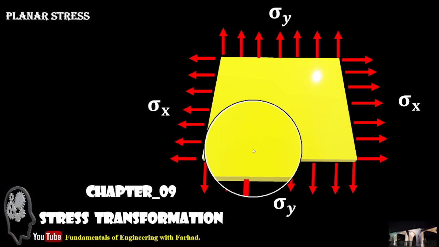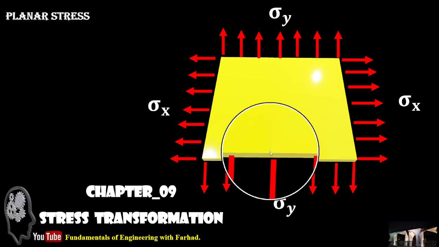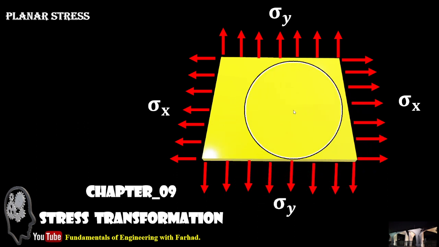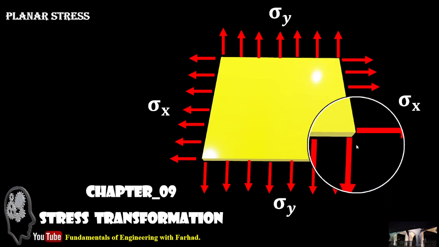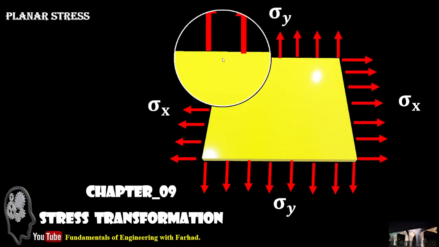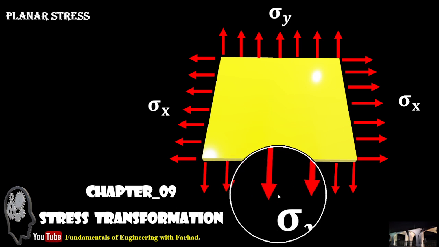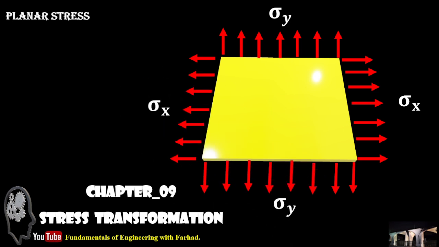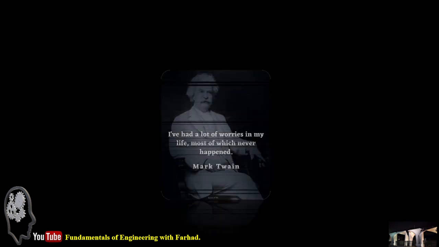Consider a very thin square plate, for example from aluminum, having two-direction stresses, sigma y and sigma x. We want to see how to calculate the stress and also the relevant strain.